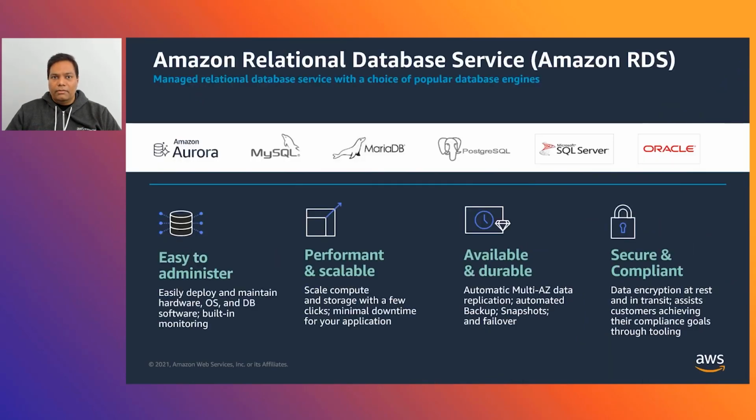Amazon Relational Database Service, or Amazon RDS, is a managed relational database platform offered by AWS. Amazon RDS gives you the choice of popular database engines, both commercial and open source, which means you can choose from commercial engines like Microsoft SQL Server or Oracle, or from MySQL, MariaDB, or Postgres on the open source side. In addition, you can also use Amazon Aurora with either PostgreSQL or MySQL engine compatibility, giving you a wide selection of databases to choose from.